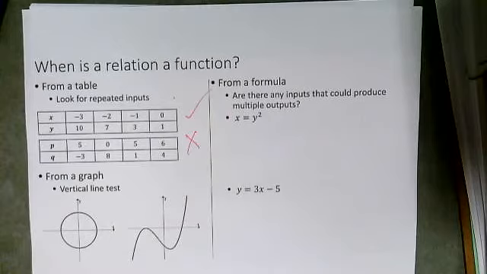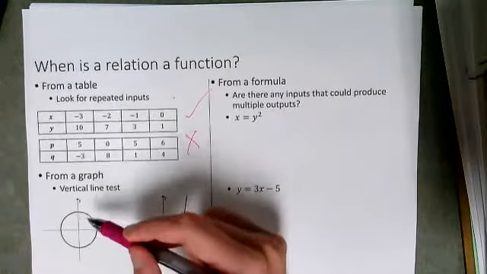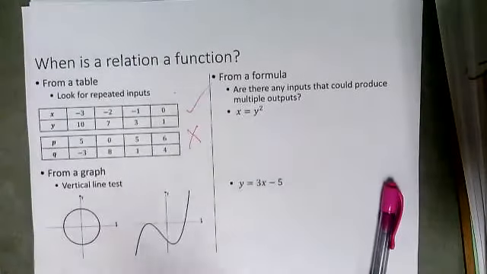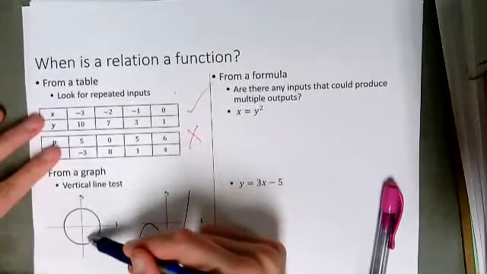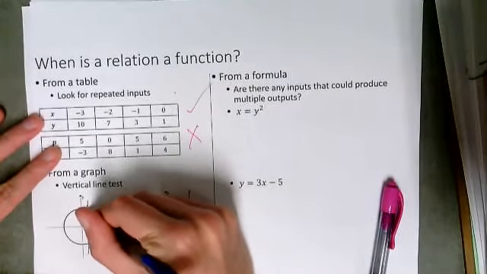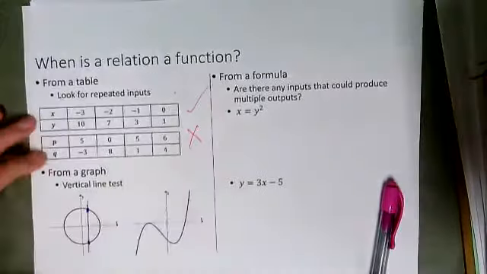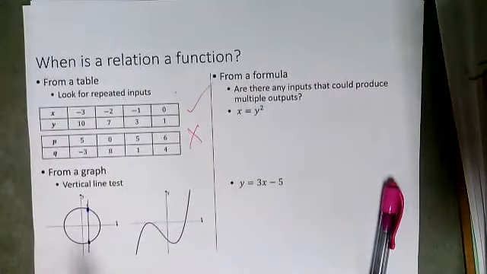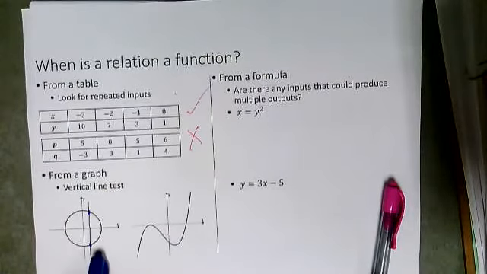From a graph, we can test it via the vertical line test, right? That means if we draw a line, I'll use blue, anywhere on the graph, and it hits 2 points, then it's not a function.